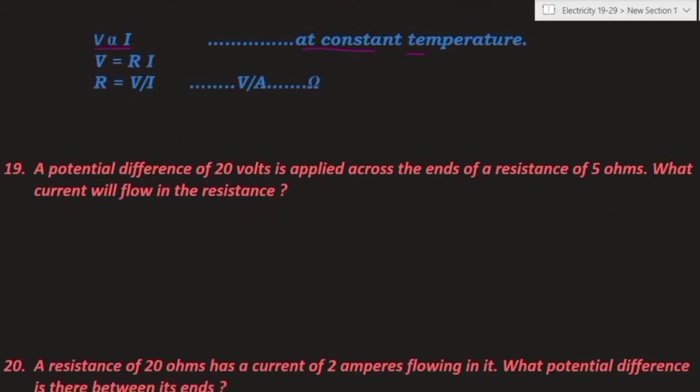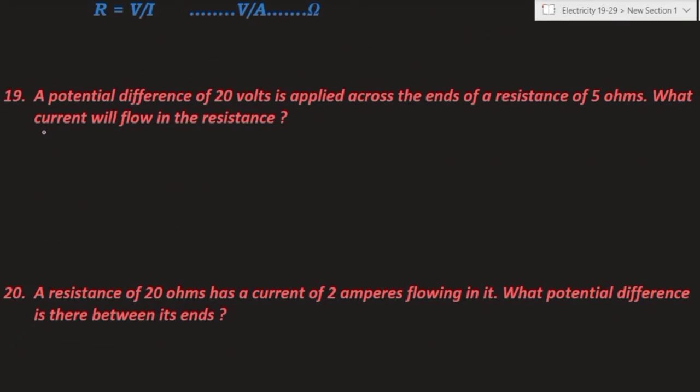Let us go on solving the questions. Now what is being asked in the problem? A potential difference of 20 volts is applied across the ends of a resistor of resistance 5 ohm. What will be the current? To find I, by Ohm's law.